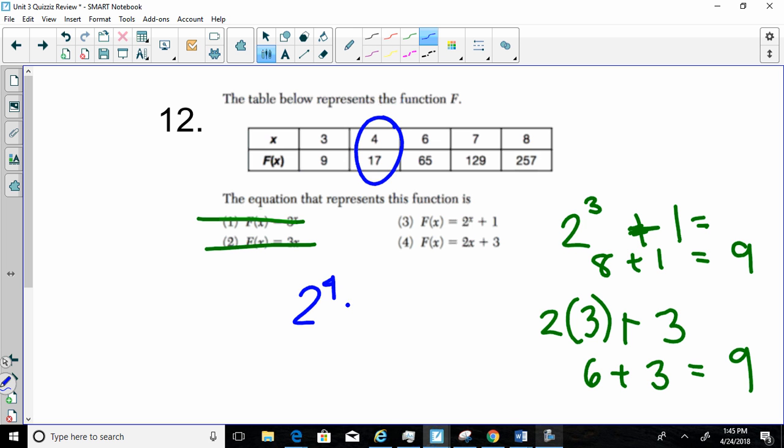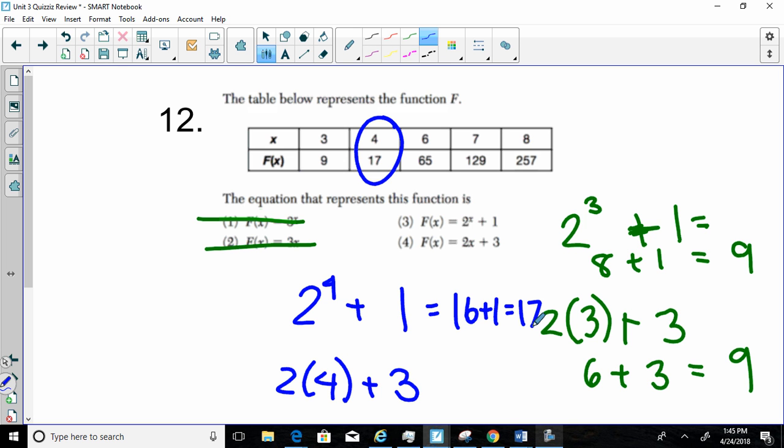2 to the 4th plus 1, and 2 times 4 plus 3. So what's 2 to the 4th? 16 plus 1. And 2 times 4 plus 3. So which one would be my answer? 3, because we want 17. Does that make sense? So you can always use your table.